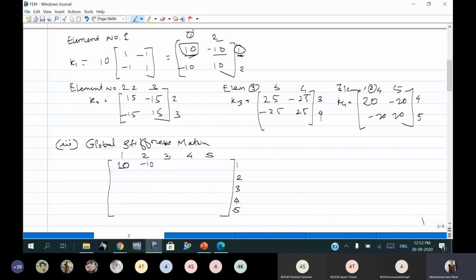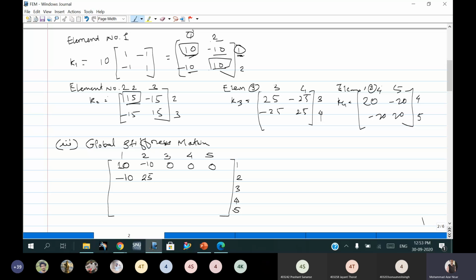Now in the first column, do we have a 3 and 1 combination? No, we don't, so we have to write 0. Then 4 and 1, do we have it or not? No. 5 and 1, no. Then 1 and 2, what is that value? Minus 10. Write down the minus 10. Then what is 2 and 2? For 2 and 2 there are two values: this 2 and 2 is 10, and this 2 and 2 is 15. So addition will be there.